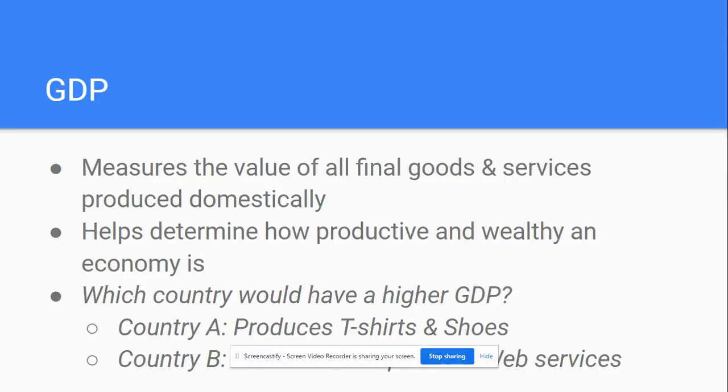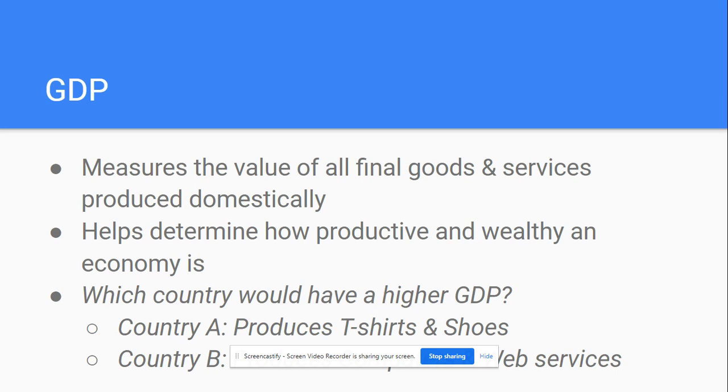GDP stands for gross domestic product. You have to know what those three words mean. Gross, meaning total. Domestic, meaning in-house. Production, meaning the things you make and produce here. Domestic, meaning it has to be made here in the United States. In order for something to be counted towards gross domestic product, there's three ways of counting it.